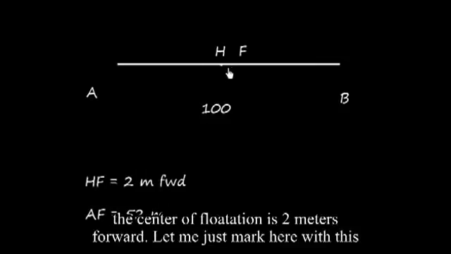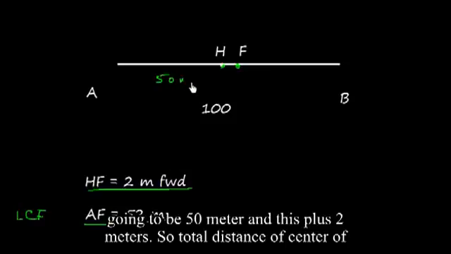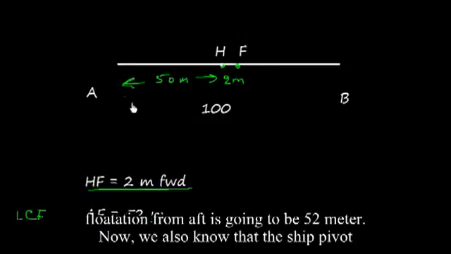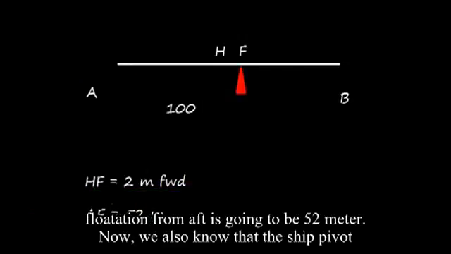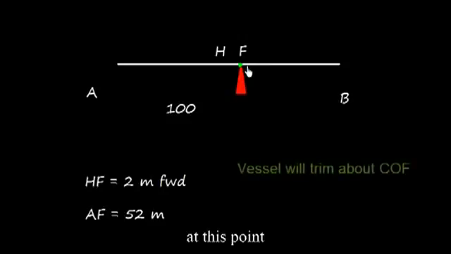And now the center of flotation is 2 meter forward. Let me just mark here with this color. So AF is 2 meter forward. So we can say AF or LCF is 50. This is 50 meter, and this plus 2 meter. So total distance of center of flotation from aft is going to be 52 meter. Now we also know that the ship pivots about this point, that is the center of flotation. Vessel will pivot about this point.